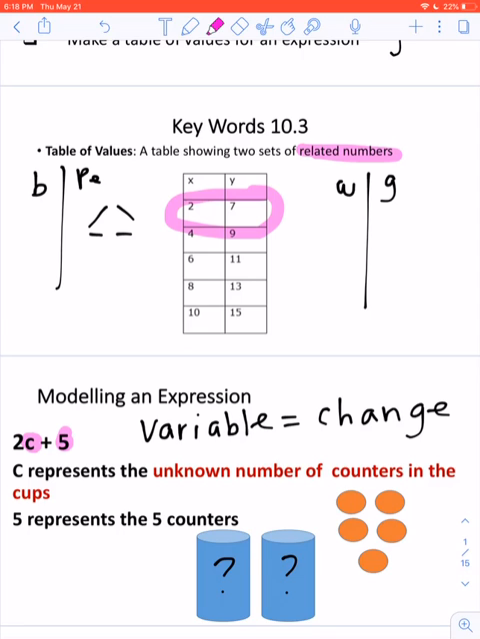And 2, because there's 2 cups. So whatever number is inside the cup, we would multiply by 2, because there's 2 cups. So one more time, the 2 is the number of cups. The c is the unknown number of counters in there, and the 5 is the constant, the counters that we can actually see.